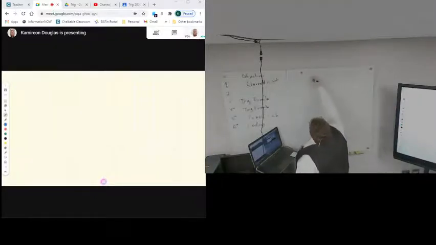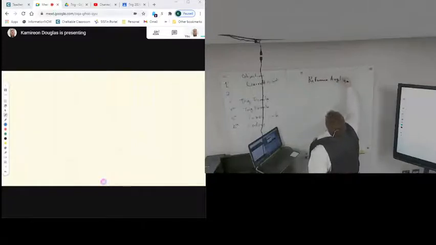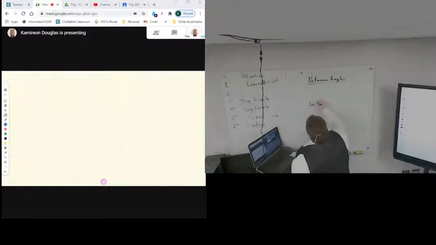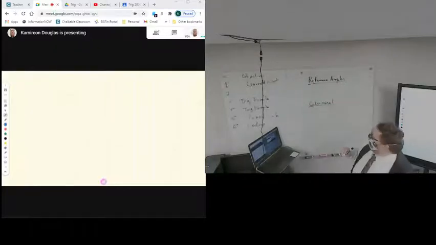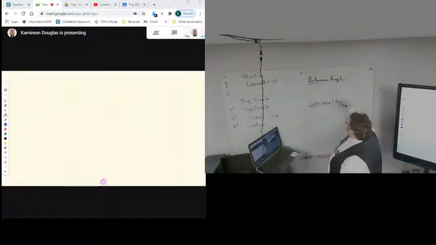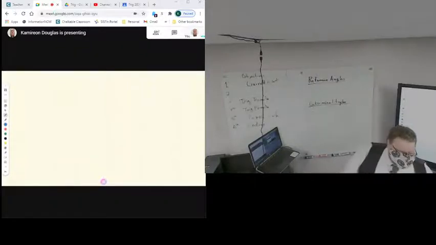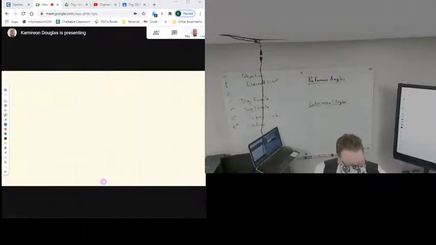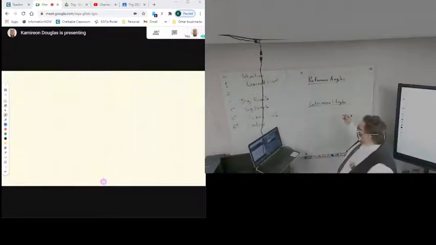So, we have what we call reference angles, and we have coterminal angles. So, coterminals. I'm going to start on the bottom and work my way up. Because I'm silly, you should have gone the other way. For coterminals, you can find these by either adding or subtracting 360.